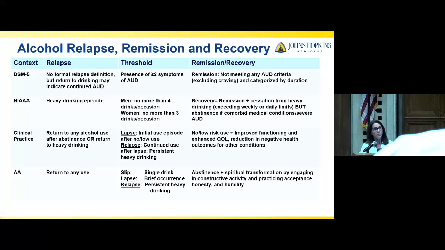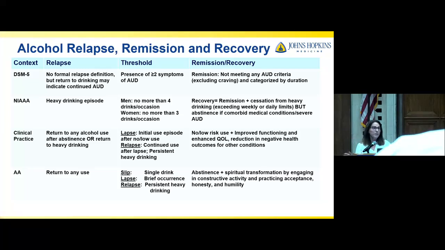Now note that the DSM does not have any specifiers around amount of alcohol, and apparently there were two reasons for that. They couldn't get the models to converge when they were listing the criteria, but the other reason is the hope was that the DSM would be used globally, and the amounts of alcohol used in what constitutes unhealthy and healthy or lower risk drinking varies across countries, so they couldn't have that global application.